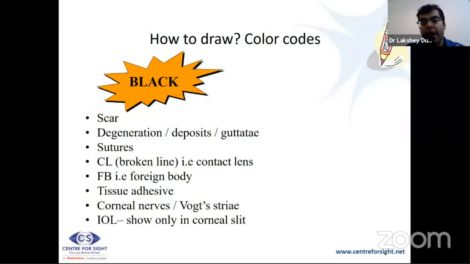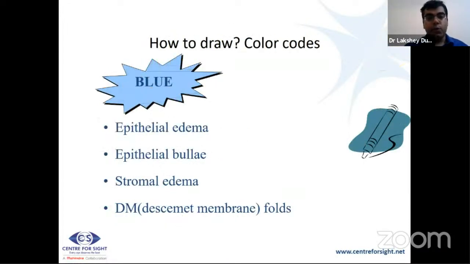So the normal colors used are black, which is for scars, degenerations, deposits, guttae. So all dystrophies and degenerations with black, sutures with black, contact lens, broken black line, foreign body with black, tissue adhesive, corneal nerves, Vogt striae, IOL. IOL is only shown in corneal slit. Blue color for epithelial edema, epithelial bullae, stromal edema, Descemet folds.